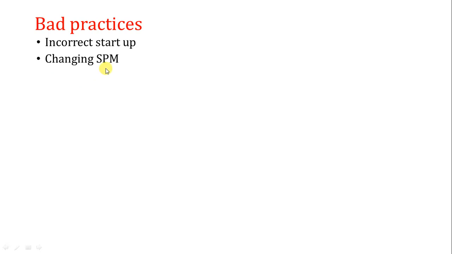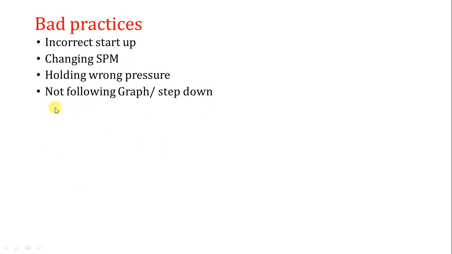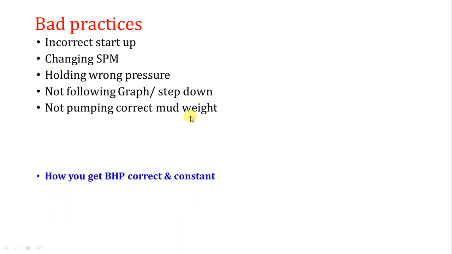Also, changing stroke per minute while killing. While changing the stroke per minute, you have to keep the casing pressure constant, and at this time you can change stroke per minute without any problem. Holding wrong pressure, as I told you before, not following the graph or step down in the weight and weight method. Not pumping correct mud weight. Also, this is a bad calculation or bad practice.